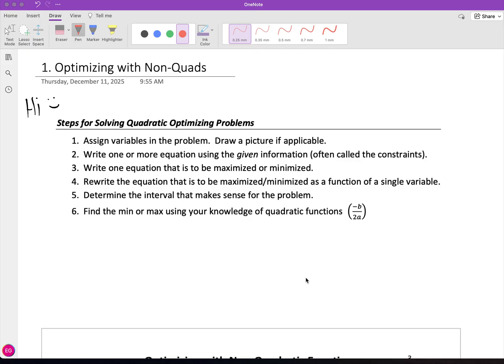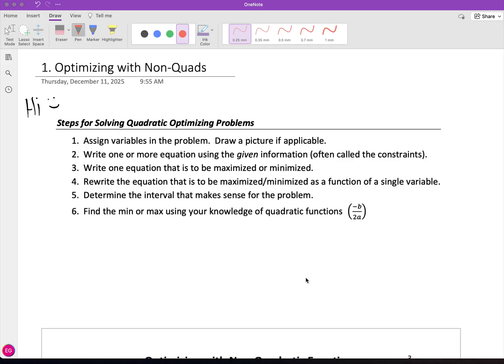So we always assign variables, we draw a pretty picture. We are always able to get one equation where we were given information, something about it. So it was like, if the perimeter of this shape is 200, then that's something that we are given, and then we can create an equation using that the perimeter has to equal whatever. We then can write an equation where we're going to minimize or maximize something. That's what optimizing is all about.